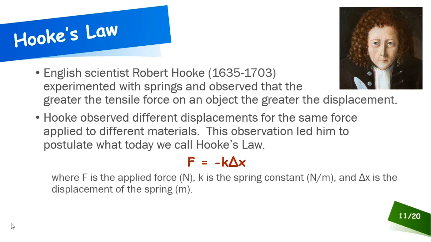Now, the correct designation of Hooke's law is what you see here on the screen. F equals negative k times delta x, where F is the applied force, in newtons. k is a spring constant. It relates the stiffness of the spring, and that's in units of newtons per meter. And then delta x, which is the change in x, is the displacement of the spring, how far out the spring is going to stretch, and we measure that in meters.